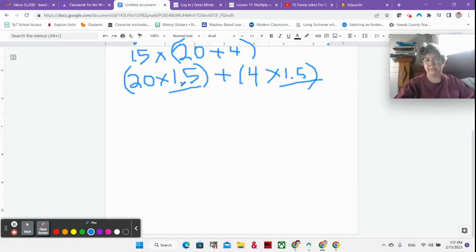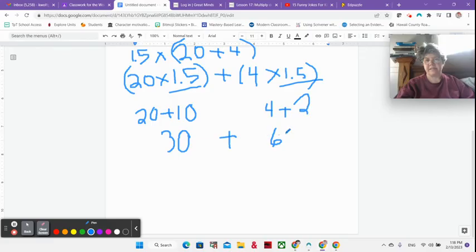So 20 times 1 5/10. Well, I could do 20 times 1, which is 20, and 20 times 5/10. That would be half of 20, right? So that's going to equal 30, right? Or 20 plus 10. Just wrote it out to make it clear. And then 4 times 1 is 4. And then 4 times 5/10, half of 4, would be 2. And add those together, you get 6. Add 30 plus 6, and you get 36.